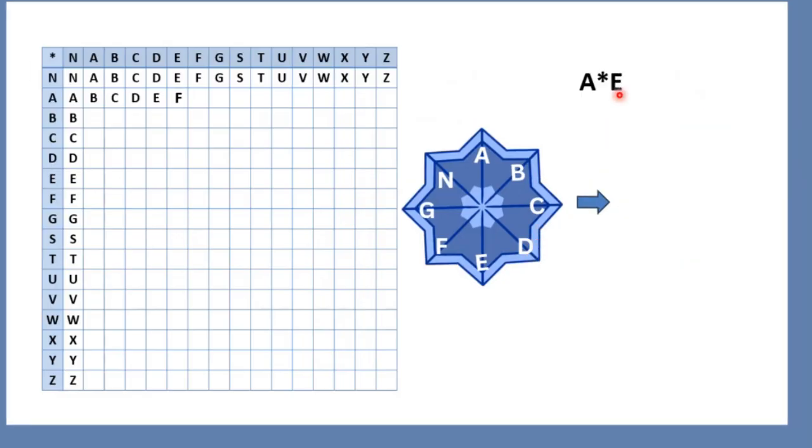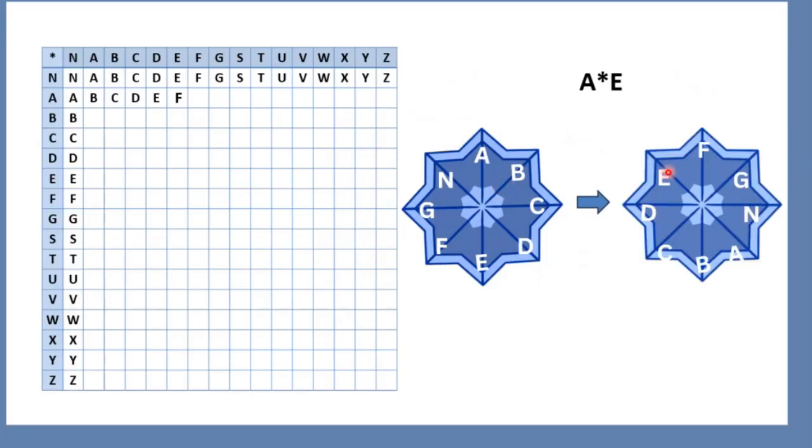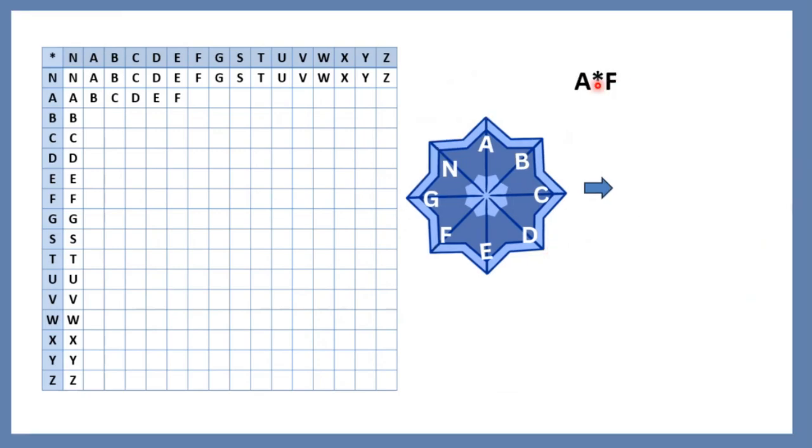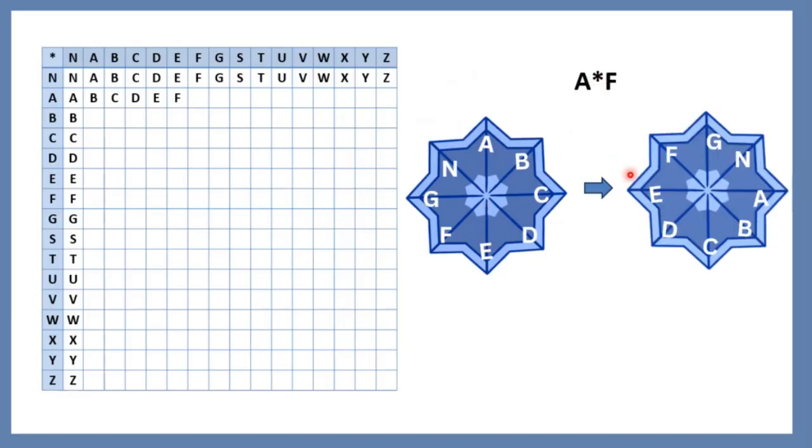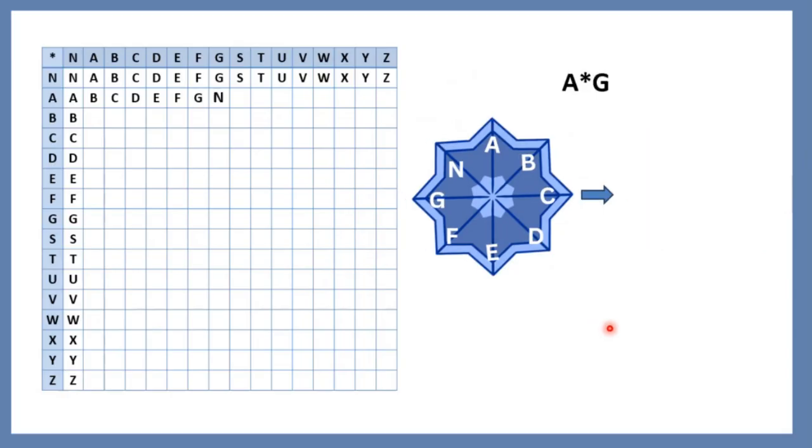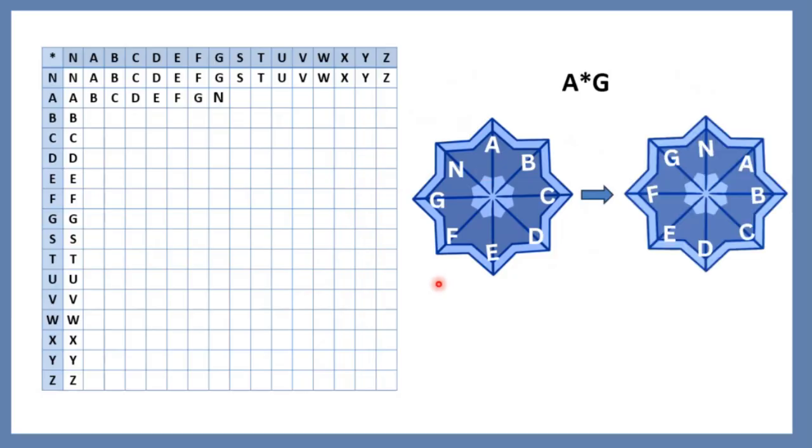Then next we have A star E. So when we rotate this model to 225 degrees counterclockwise, the answer will be F. So A star E is equal to F. Then next we have A star F. So when we rotate this model to 270 degrees counterclockwise, the answer will be G. So A star F is G. Then next we have A star G. So when we rotate this model to 315 degrees counterclockwise, we will have an answer of N, or do nothing.